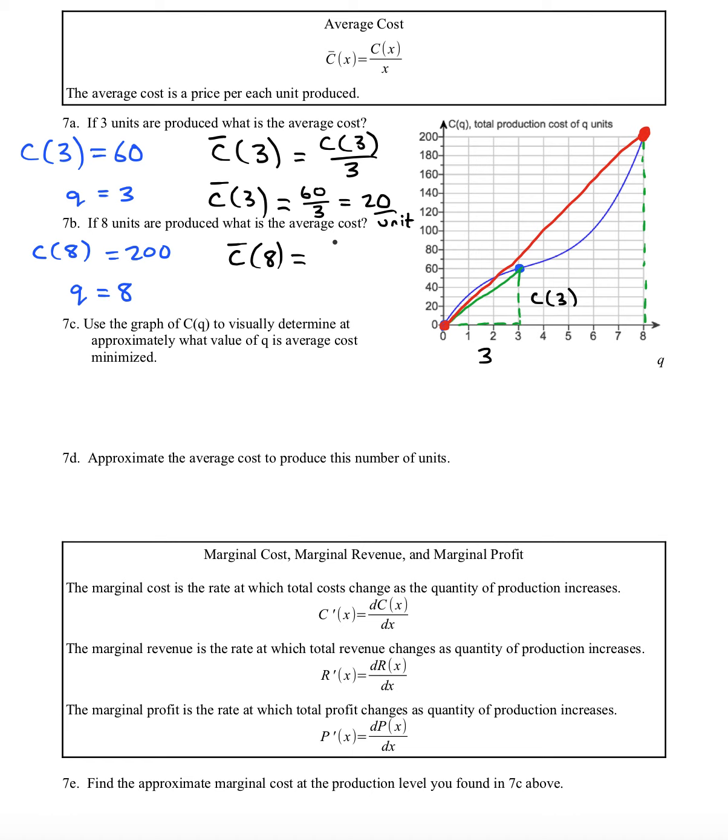Well, let's find out. Divide C of 8 by 8. It's 200 over 8, which is 25 per unit. What this shows is if we produce 8 units, the average cost, or the cost per unit, is greater than it would have been if we only produced 3 units.